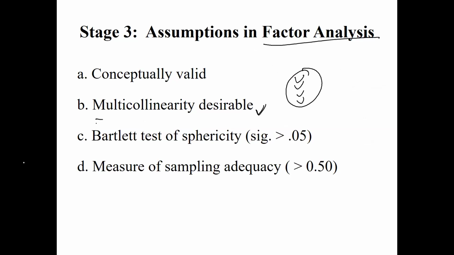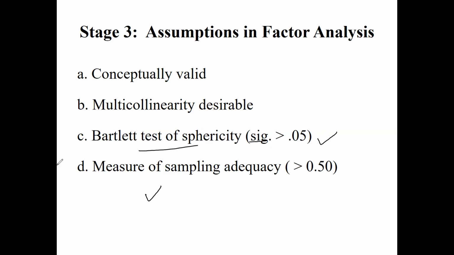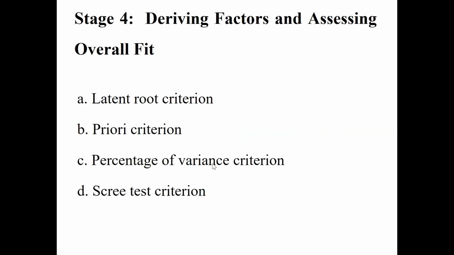Next, the assumption is that the Bartlett test of sphericity value should be less than 0.05 and the measure of sampling adequacy should be above 0.5. We will discuss these terms. Then the fourth stage: when we are conducting the exploratory factor analysis, one is the latent root criteria, then the percentage of variance criteria.